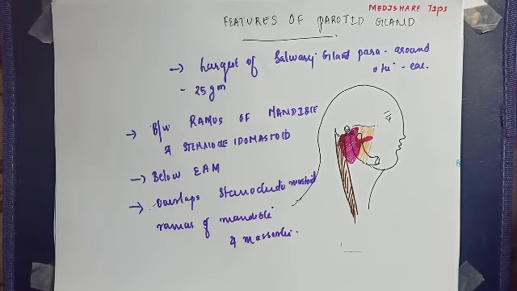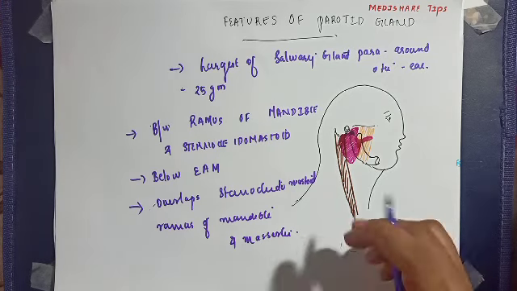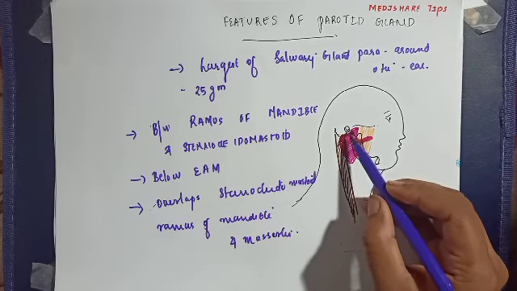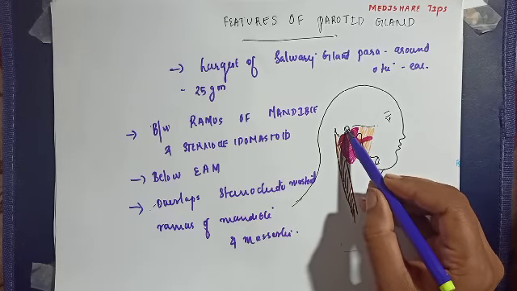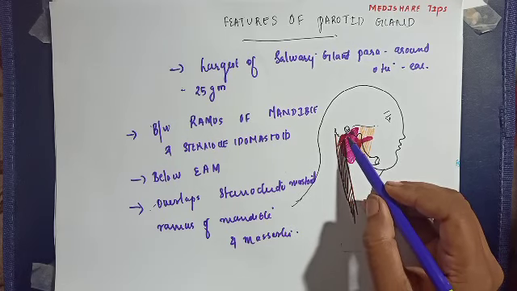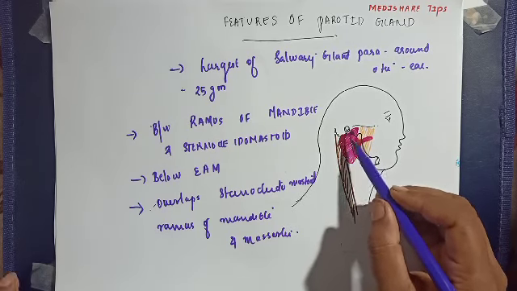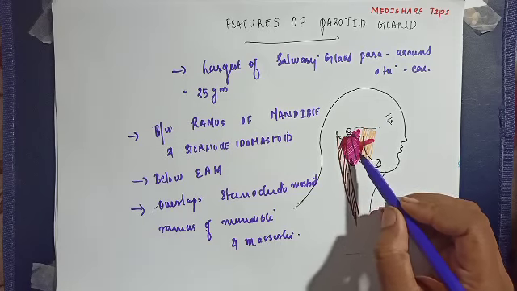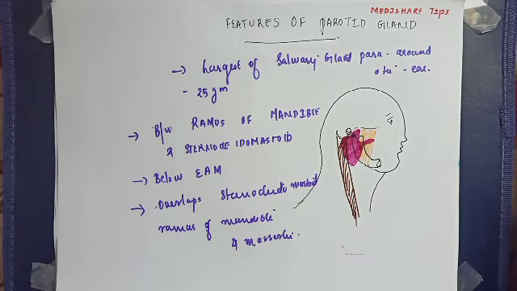So that is the feature of the parotid gland. It's the largest of the salivary glands. It is 25 gram in weight. Its location is between the ramus of the mandible and the sternocleidomastoid and below the external acoustic meatus, and it is overlapping sternocleidomastoid, ramus of mandible, and also the masseter muscle.